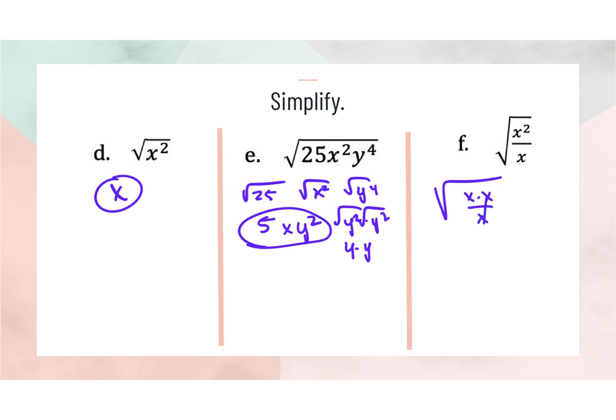F, before I even do anything with this, what I want to do is take the fraction and simplify inside. So that's going to be like square root of x over 1. The square root of x over 1, which will just be square root of x over square root of 1, which will just be square root of x.